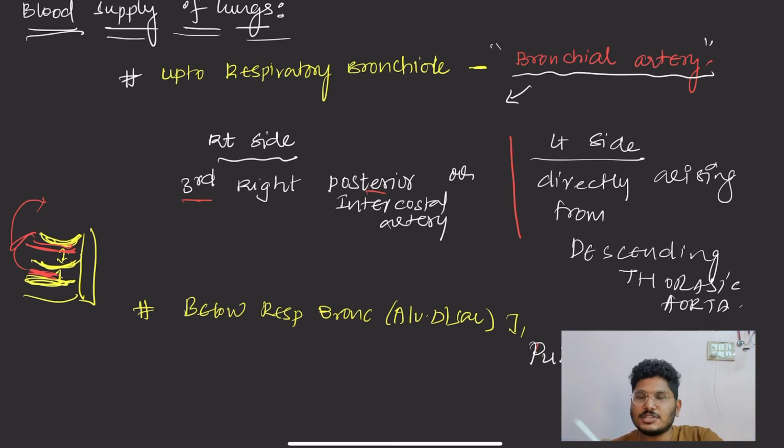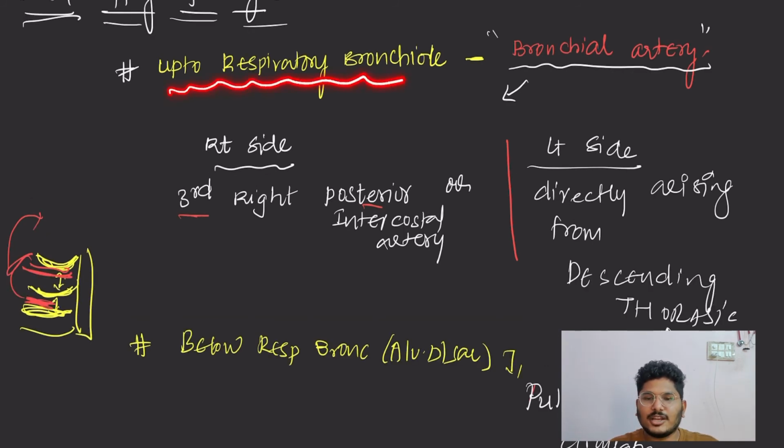the bronchial artery. This bronchial artery supplies the right and left lung up till the respiratory bronchiole. Until the respiratory bronchiole, it is supplied by the bronchial artery itself. Later on, the alveolar ducts and the alveoli are supplied only by the nearest artery for them, that is the pulmonary vasculature or the pulmonary artery. So what happens over here? Up to the respiratory bronchiole, it is the bronchial artery on the right side and left side.